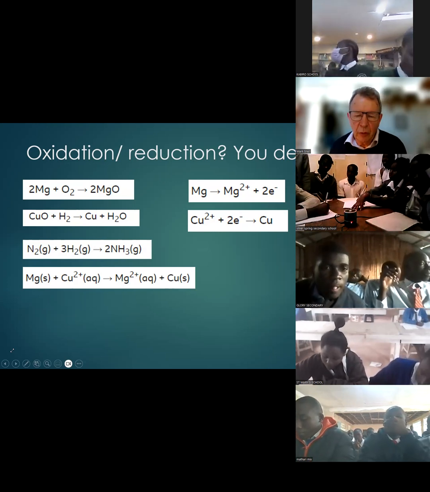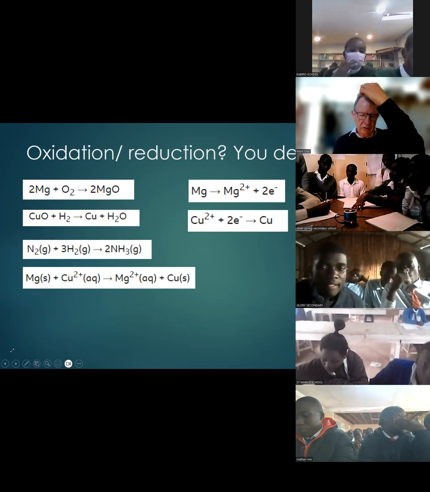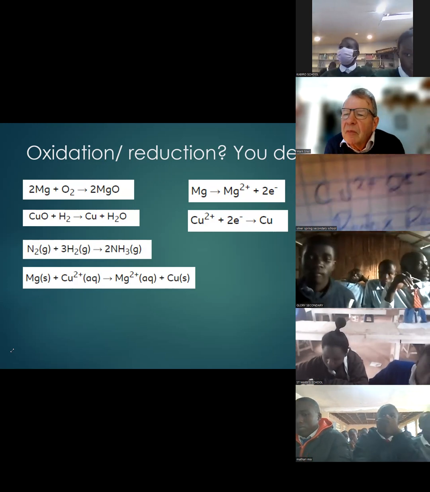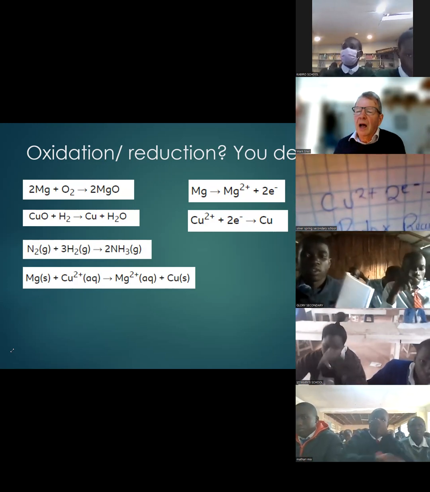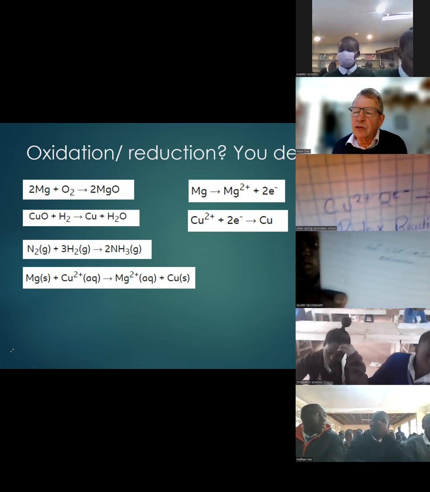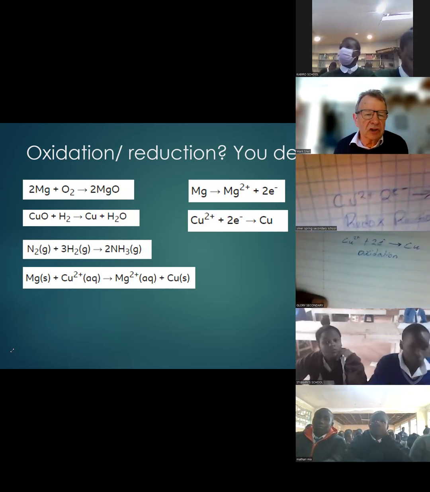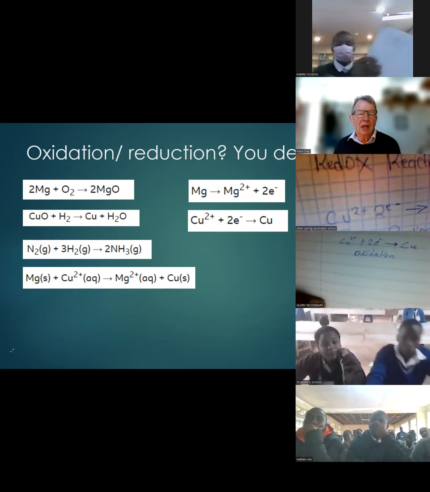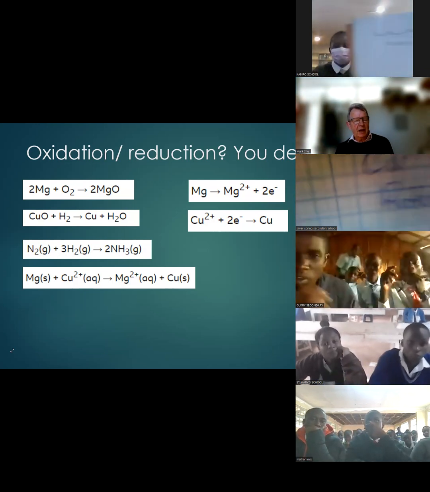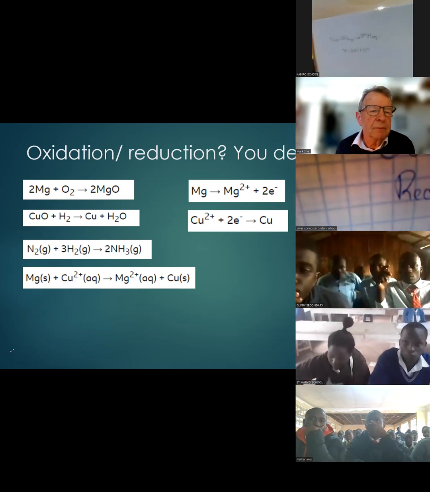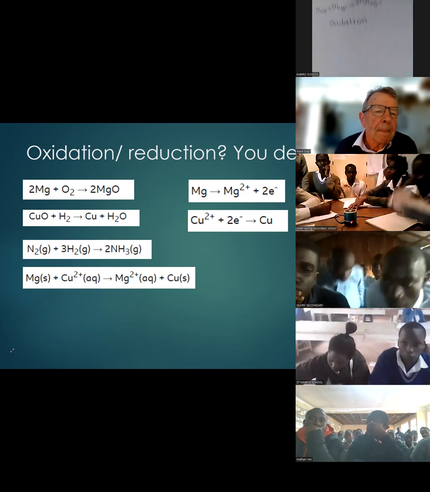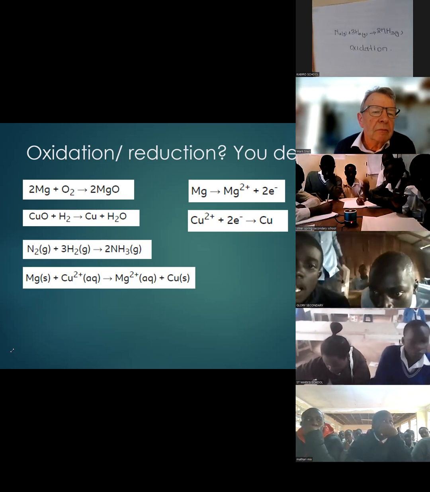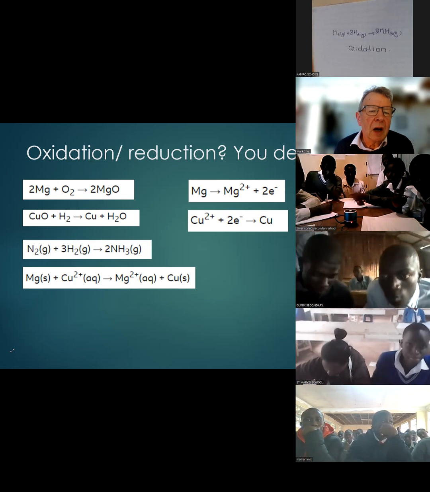Is this too easy for you, Wamuini? Wamuini students, can you do these? I hope you can. You need to decide whether it is redox or reduction or oxidation. Glory, OIL RIG, what is happening to the Cu2 plus? You have to go back.